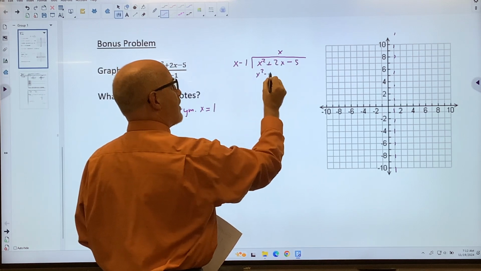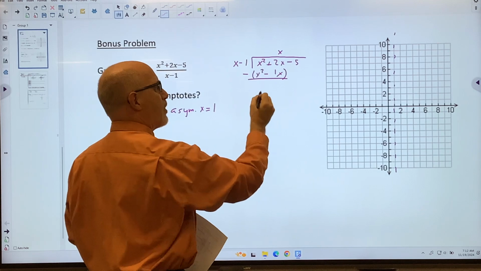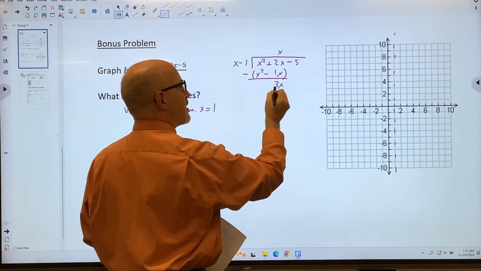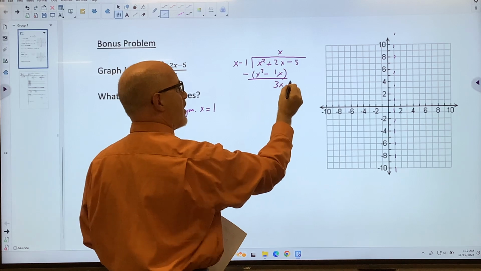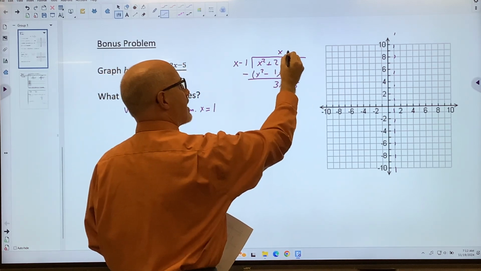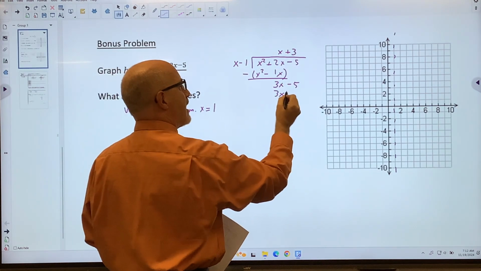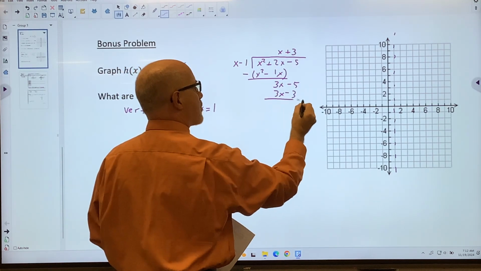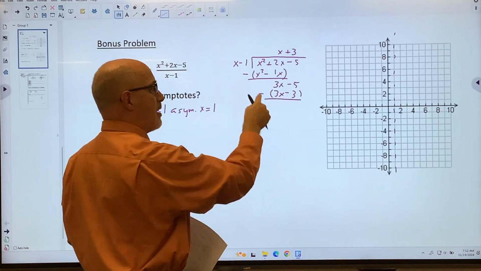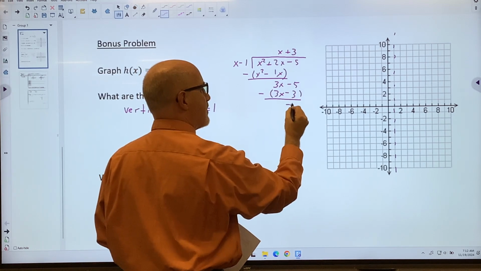Multiply x times both of these, and then subtract. No more x's. 2x minus a negative 1x gives me 3x, because that will be a plus 1x there. Bring down the negative 5. X times what gives me 3x? That's a plus 3. 3 times x is 3x, and then minus 3. We're going to subtract again, and again we have 3x minus 3x is gone, but minus a negative will be a plus, so negative 5 plus 3 is negative 2.